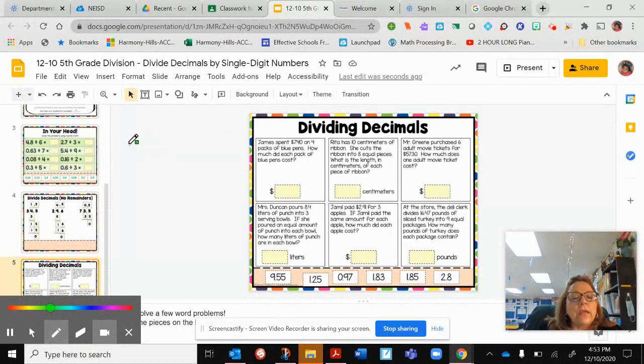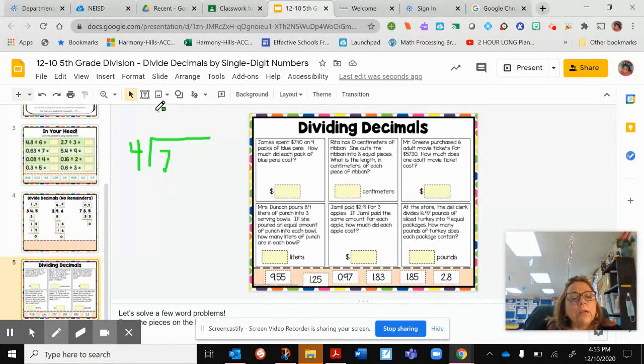All right, so now I have 4. Now we're talking about money, so it was in my dividend. I'm going to put it in my divisor. In my quotient, it doesn't look like a dollar sign. My decimal is here. It's $7.40.